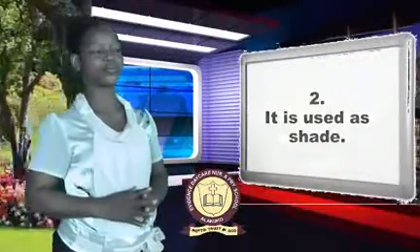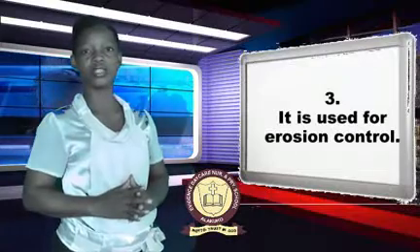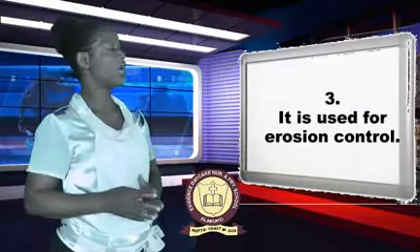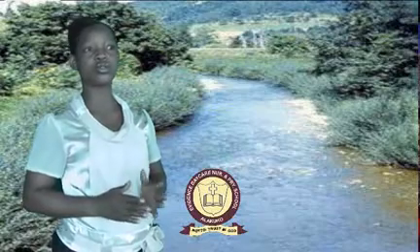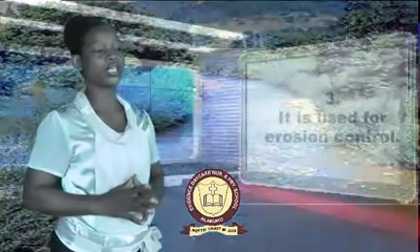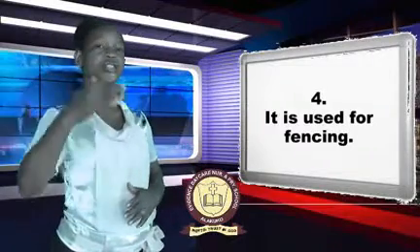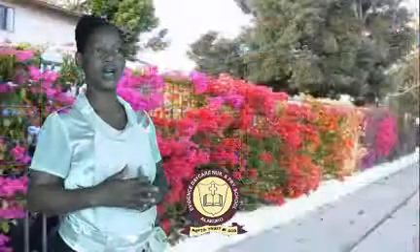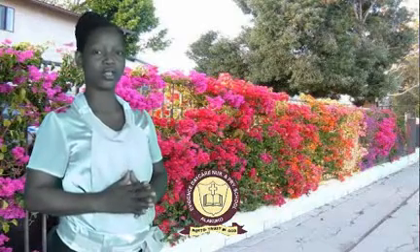Number three, it is used for erosion control. That is, we use it to control erosion. Number four, it is used for fencing. That is, we use it to fence our house. That is the use of ornamental plants for fencing.